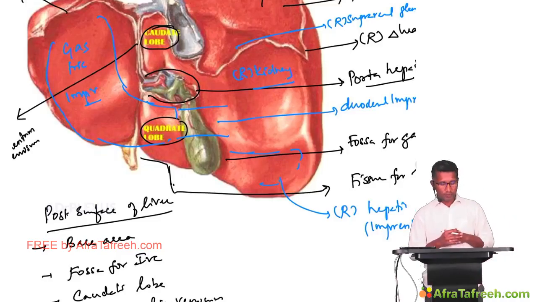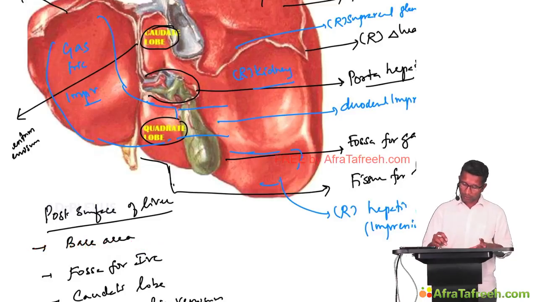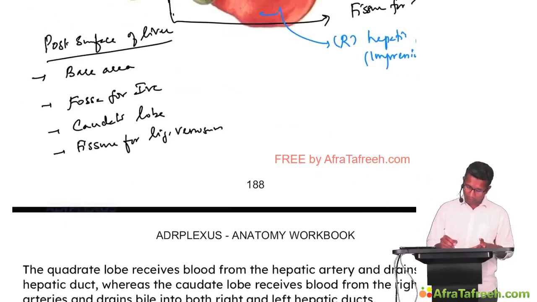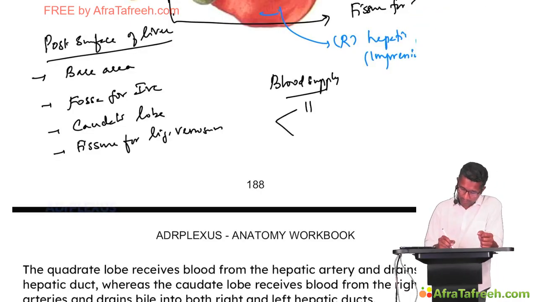When you take the liver, it has a huge blood supply. So what is the blood supply for the liver? The blood supply for the liver is by two main vessels. One vessel is the hepatic artery.